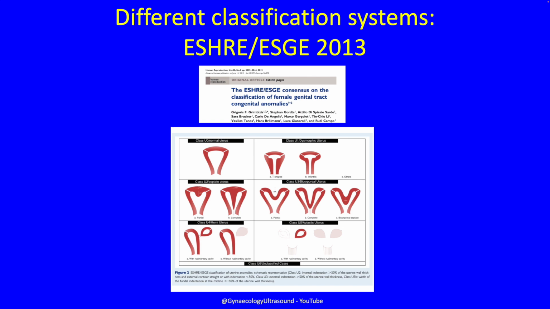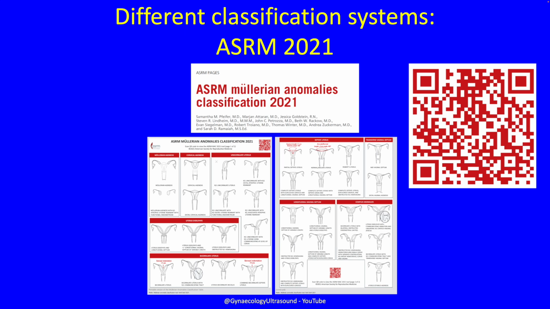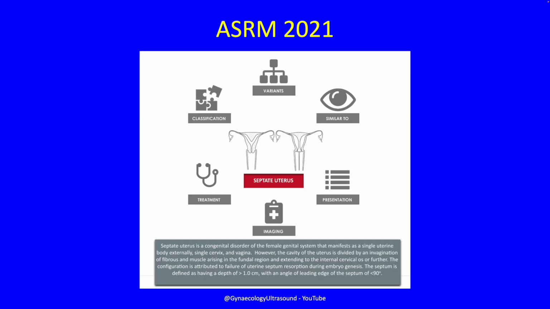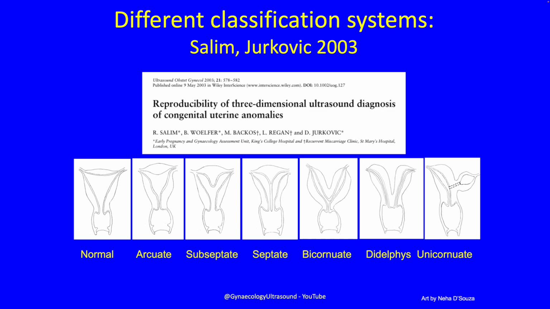I found it quite difficult to use, but more recently in 2021 the ASRM published this classification system. It is fantastic. It's incredibly similar to the Jurkovic one, but if you take a picture of that QR code you can go to that paper, and what it does particularly nicely is per variant give you the classification, treatment, presentation, what it looks similar to, and suggestions for imaging. So this is, and you can have this as an app on your phone. It's very good. But I've stuck with this one. It's very, very similar to the other one.